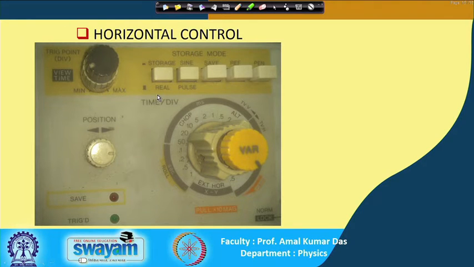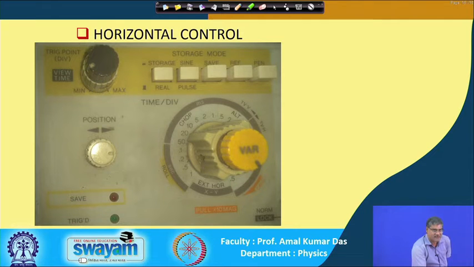Similarly, this is the horizontal control, meaning the horizontal plate. Here also we are changing the voltage, but in the scale of time. In the Y plate we are changing the voltage, and here we are changing the time basically, but the capacitor plate will not understand time, so we have to give voltage scaled with time. How can we do that? If the voltage changes linearly with time, then voltage can be calibrated with time, or time can be calibrated with voltage. That type of signal is given to the horizontal plate.